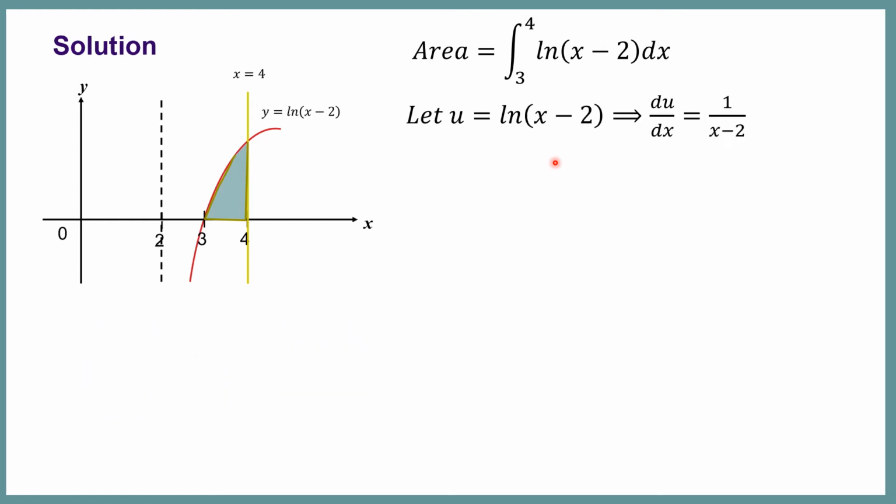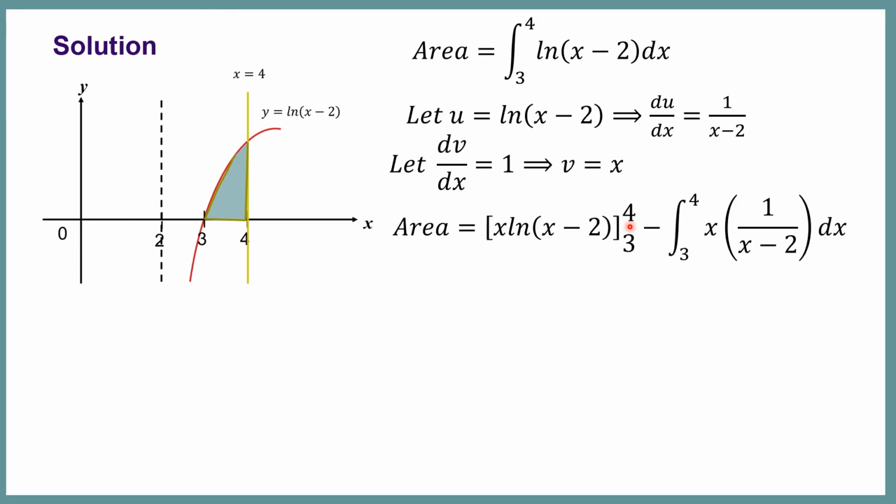So let u be ln(x minus 2). Differentiating, we have 1 over x minus 2. Let dv/dx be 1. Integrating, we have v equals x. Substitute into the formula. We have u, ln(x minus 2), times v, x, minus the integral of v times du/dx with respect to x from x equals 3 to x equals 4.